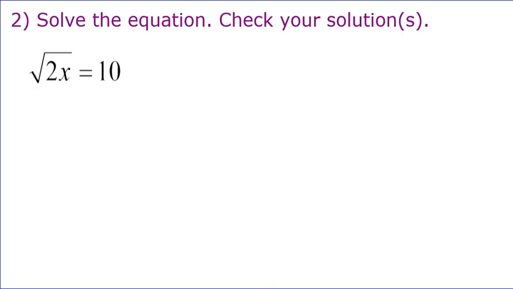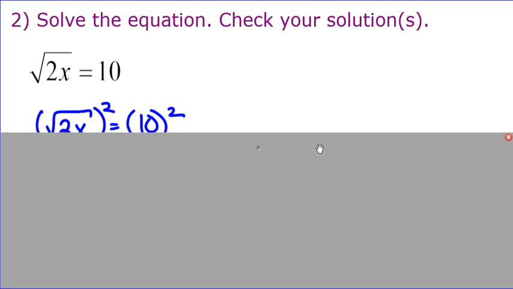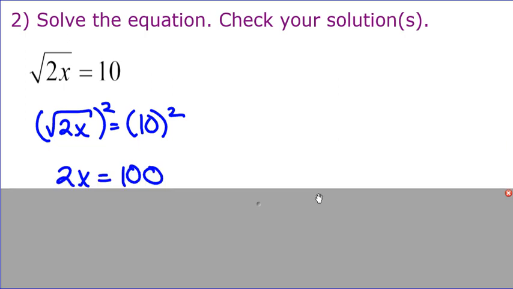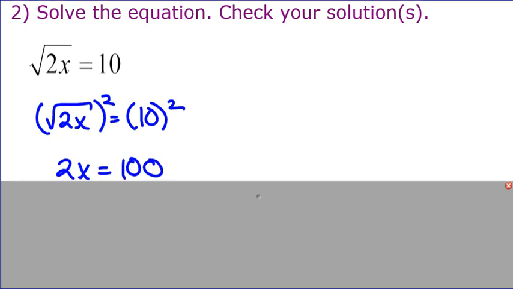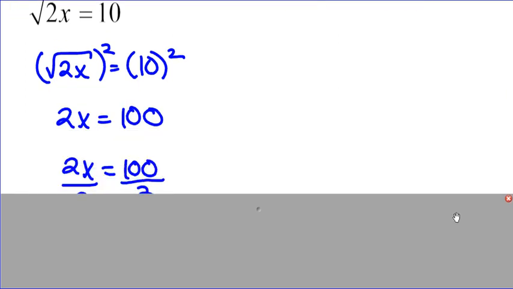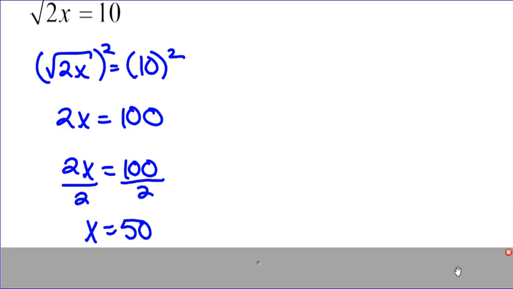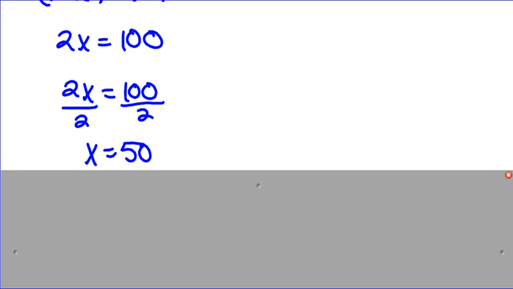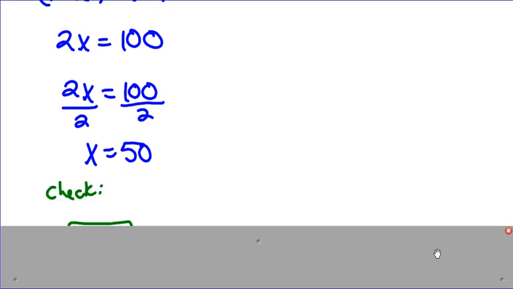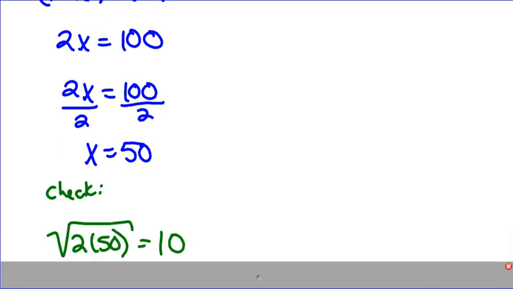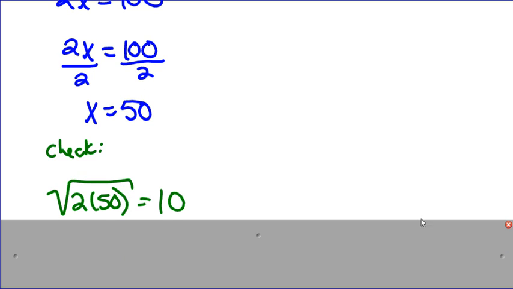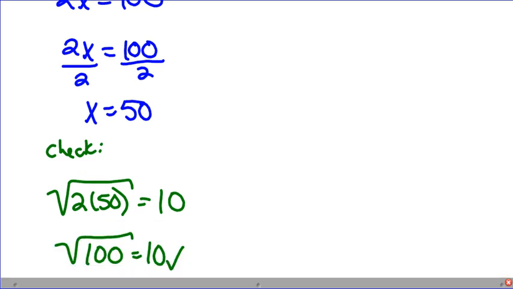So let's solve this equation. The square root of 2x equals 10. To undo this, we would have to square each side of the equation. So 2x equals 100. Then we would have to divide by 2, so x equals 50. Now we have to check to see that this is a valid answer. So going back to the original equation, we know 2 times 50 is 100, and the square root of 100 is equal to 10. So x is equal to 50.